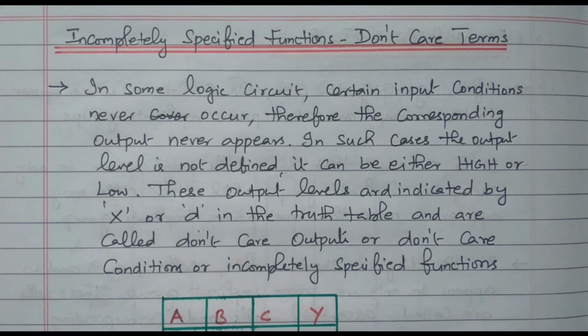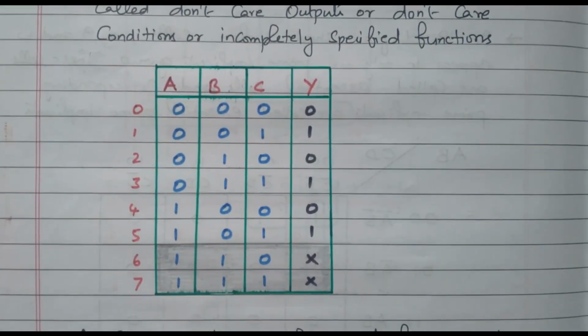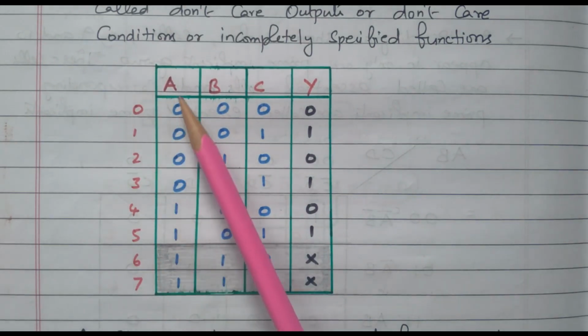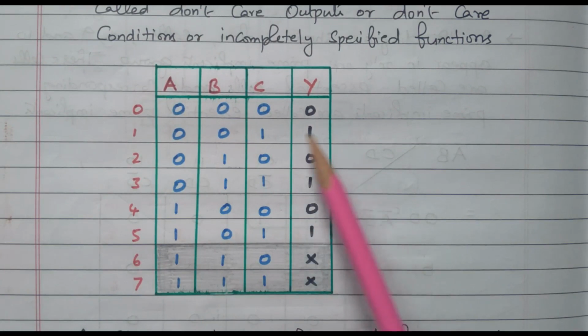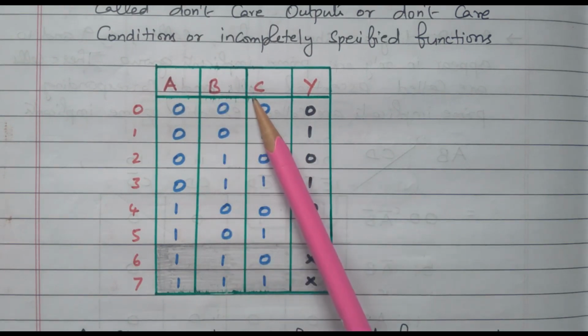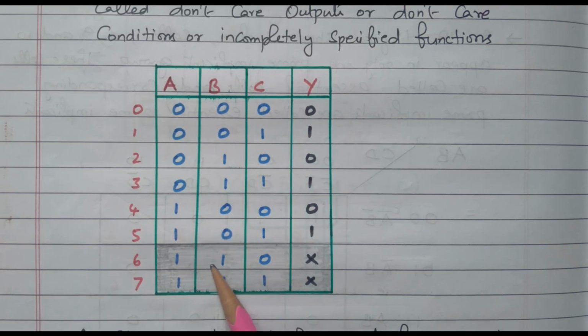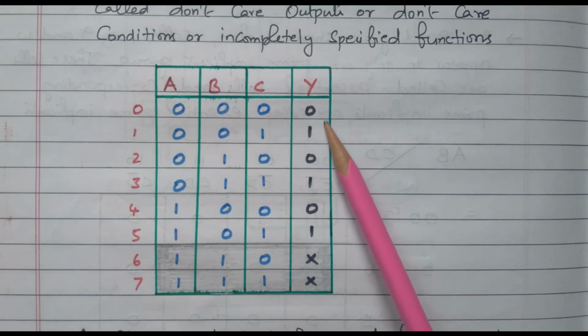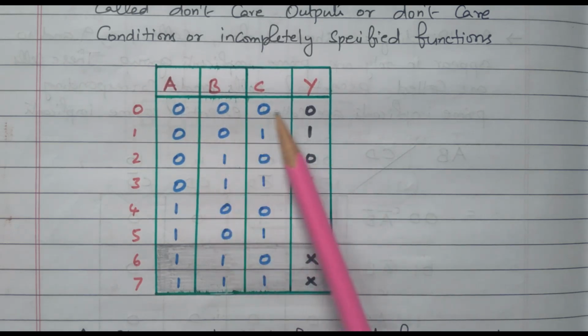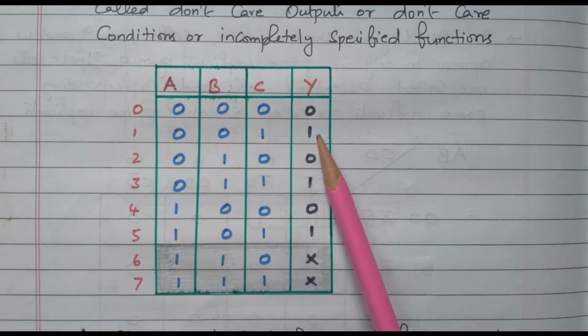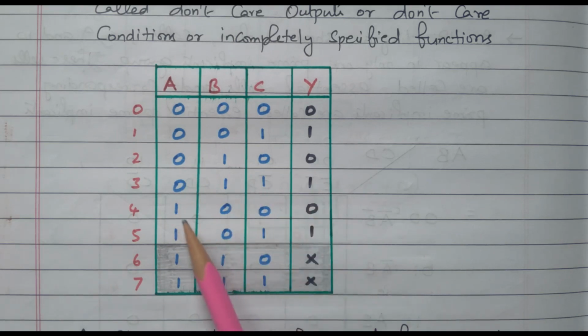Now we'll see one truth table so that we can understand clearly. Here there are three inputs, A, B, C. The output is Y. Because of three inputs, 2 to the power 3, there are 8 combinations, from 0, 0, 0, 0, 0, 1 up to 1, 1, 1. For the first 6 combinations, the output is given. For 0, 0, 0 it is 0. For 0, 0, 1 the output is 1. 0, 1, 0 is 0. 0, 1, 1 is 1. 1, 0, 0 is 0. 1, 0, 1 is 1.